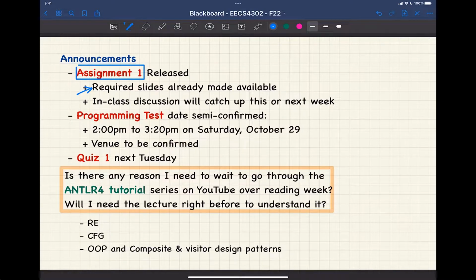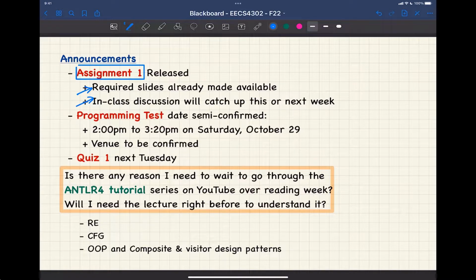Our discussion about those slides will hopefully be Thursday, and Tuesday at the latest. So we'll definitely have some discussion on those slides as well. But there should be no reason for you to wait for me. Just get started on assignment number one.